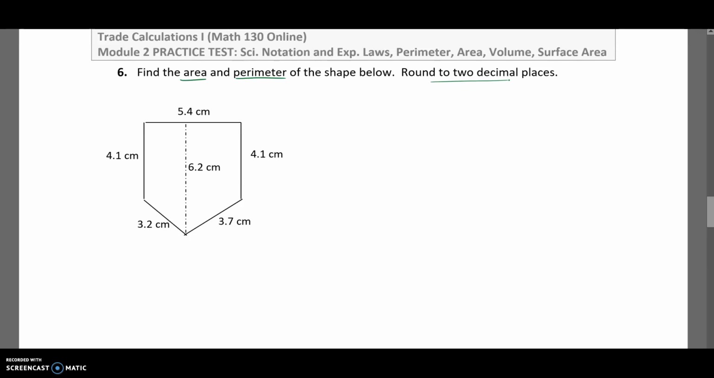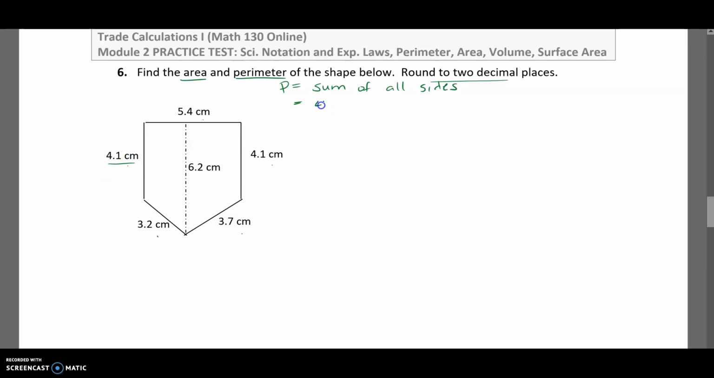Here we have an irregular shape. For perimeter, our formula is always just the sum of all the sides. I need to make sure that everything is in the same unit, so I can check my measurements and dimensions here. Everything is measured in centimeters, so there's nothing I need to convert. So I can go ahead and add up the sides to find the perimeter.